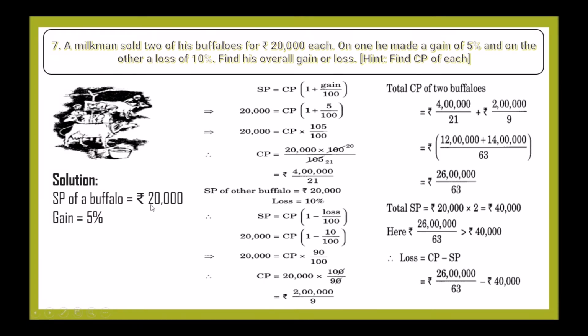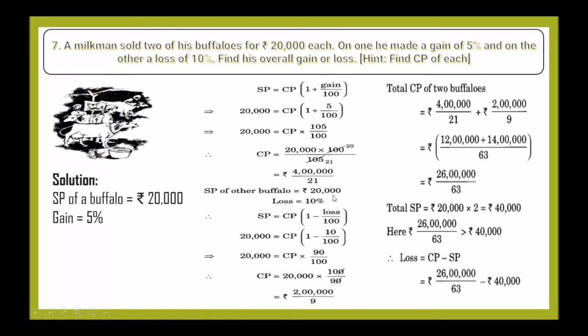So the selling price of the buffalo is 20,000, gain is 5%. So SP equals CP (1 + gain/100). That is 20,000 equals CP (1 + 5/100). That is CP equals 20,000 × 100/105. So CP equals 4 lakh/21.